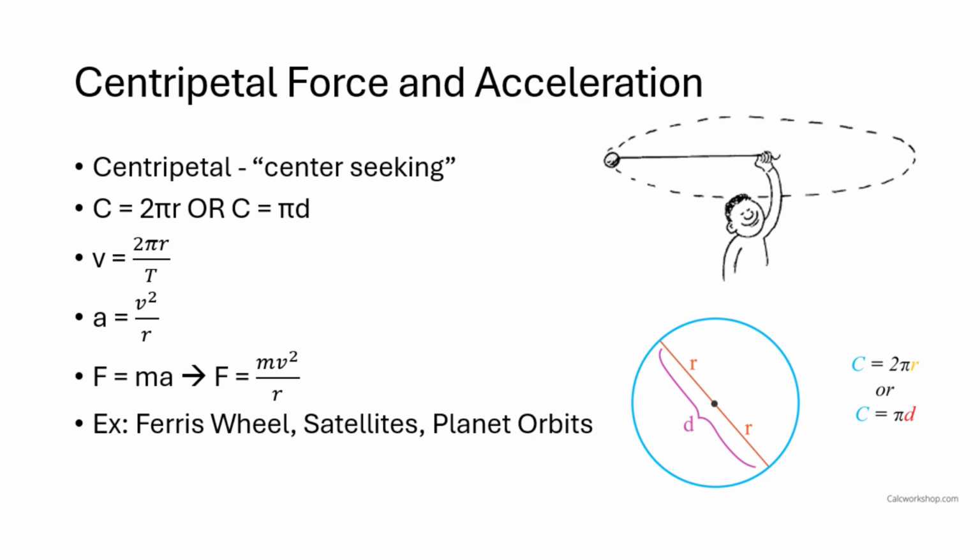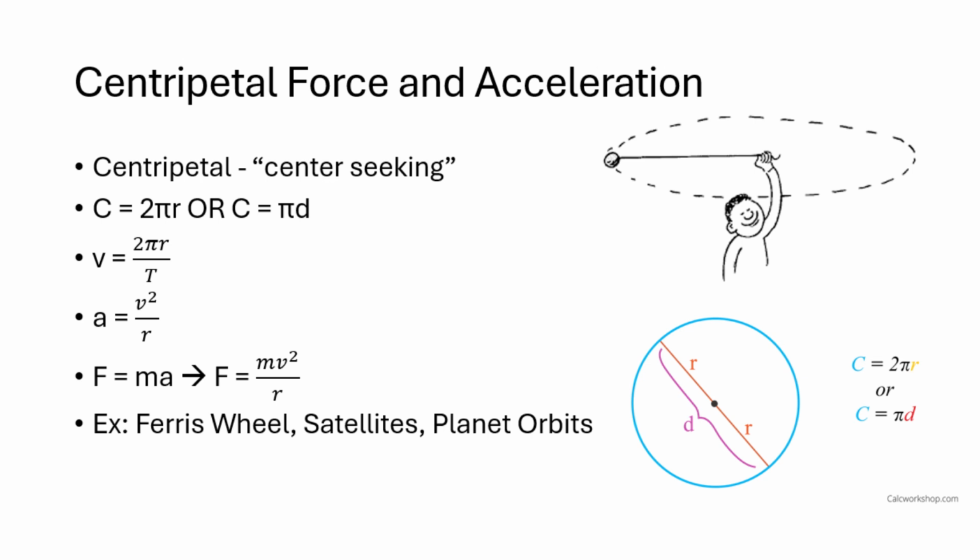Centripetal acceleration would be the rate at which the speed is changing when the object is traveling in its circular path. This acceleration vector would be pointing inside of the circular path and can be described as v squared over r, where v is the tangential velocity and r is the radius of the circle.